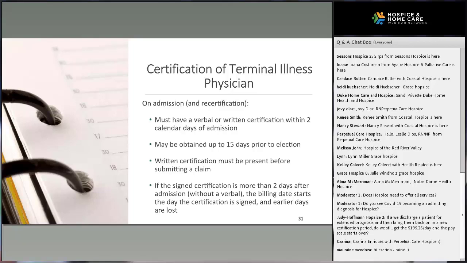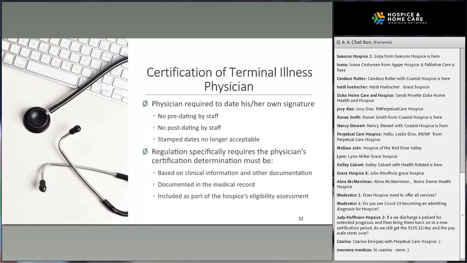So you can get a verbal certification and start hospice then, and then go into the home and have a signed certification. But timing is critically important here, as you can see on the certification of terminal illness. The physician is required to date his or her own signature, so there's no predating by staff, no post-dating, no stamp dating. We do electronics now, so there are things that are allowed that way. The regulation specifically requires that the physician certification determination must be based on clinical information and other documentation. It must be documented in the medical record.